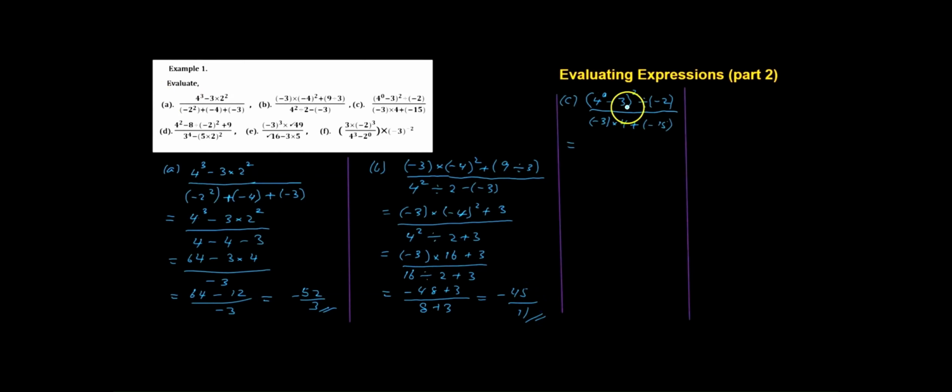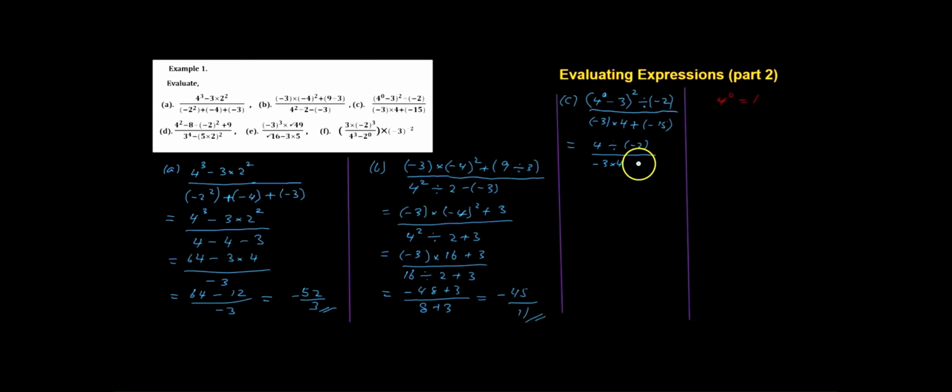Next the part C. First calculate what is inside the brackets. In the numerator we get 4 to the power 0. Any number to the power 0 equals 1, so 4 to the power 0 equals 1. In the numerator we get 4 divided by minus 2. And in the denominator we get minus 3 into 4 minus 15.